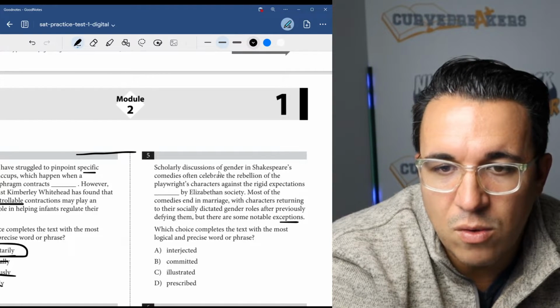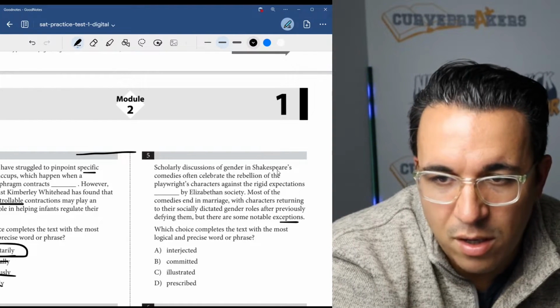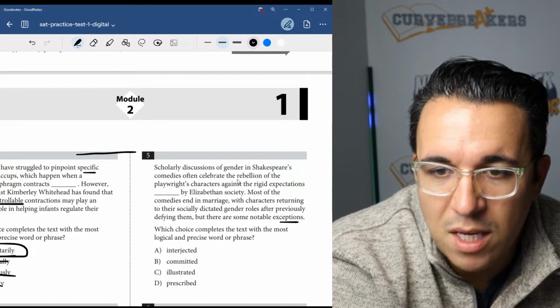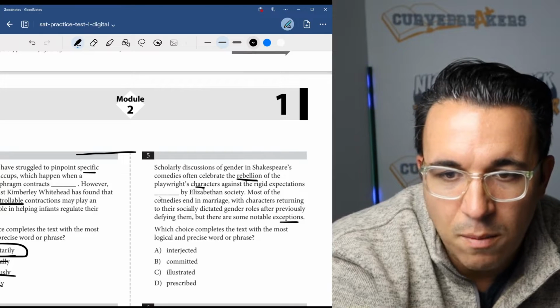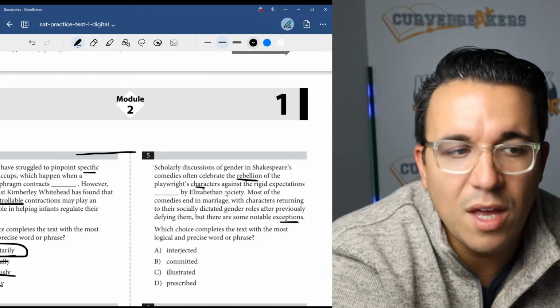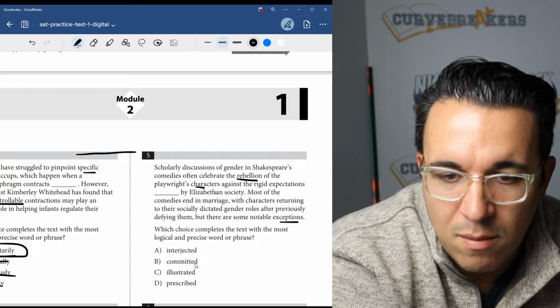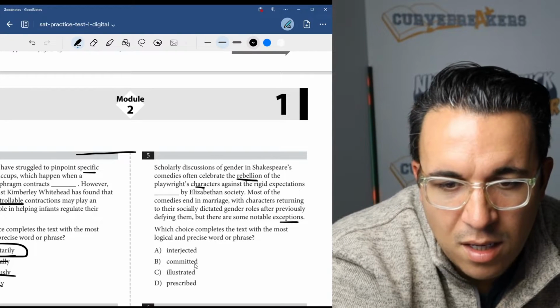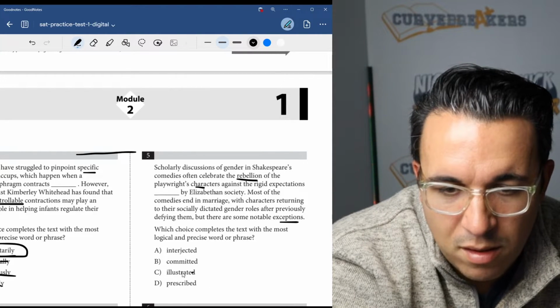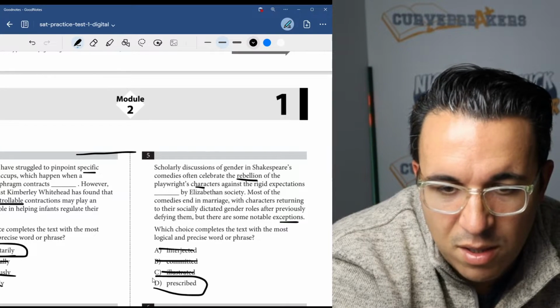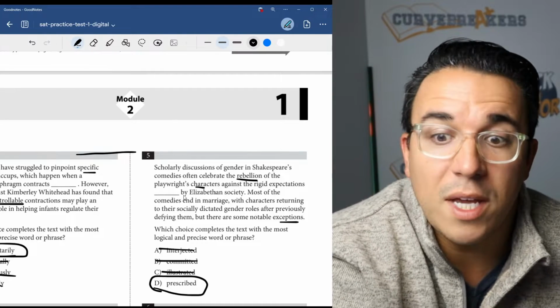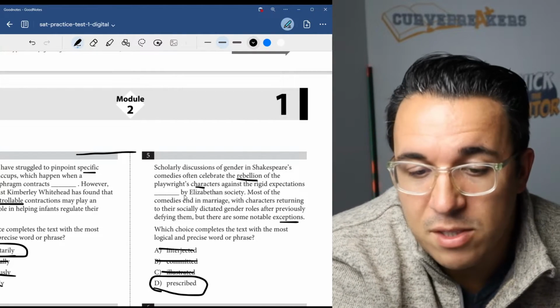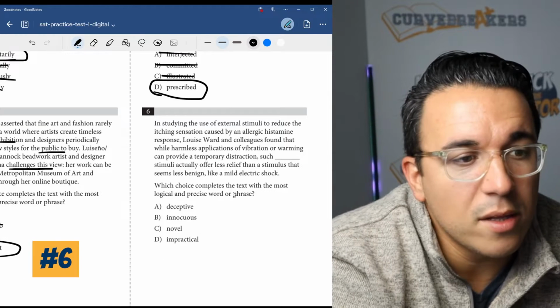All right, so scholarly discussions of gender in Shakespeare's comedies often celebrate the rebellion of the playwright's characters against the rigid expectations blank by Elizabethan society. So that's like the expectations that are given to them by society. So interjected, committed, illustrated, or prescribed. Prescribed is when you give something as advice, so I think it's going to be choice D. They're prescribed by society, but then the characters actually go against that and do the opposite, right? So I'm going to go with choice D. All right, let's take a look at number 6.